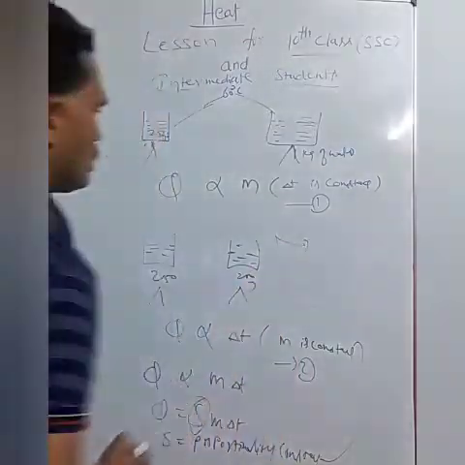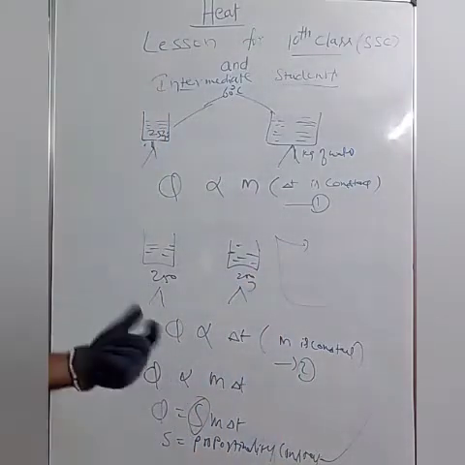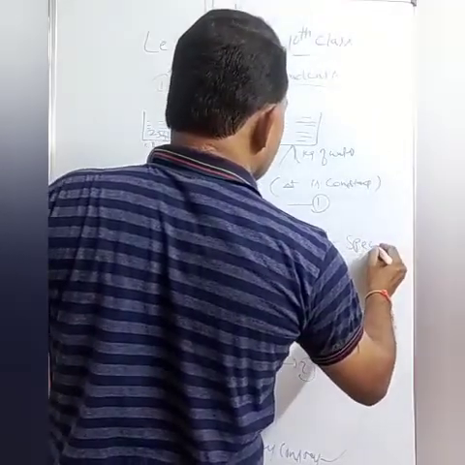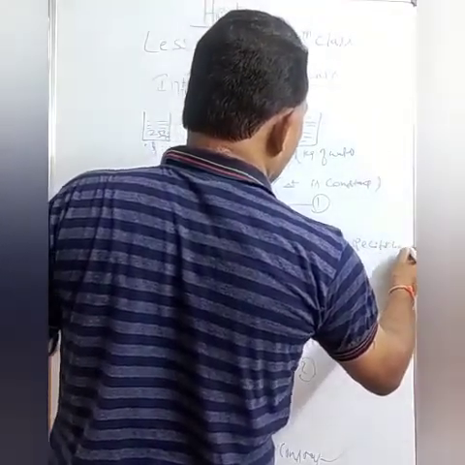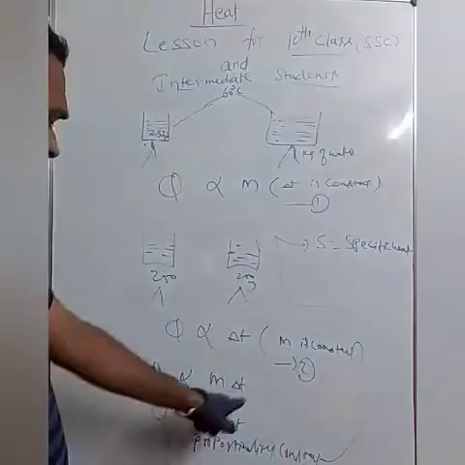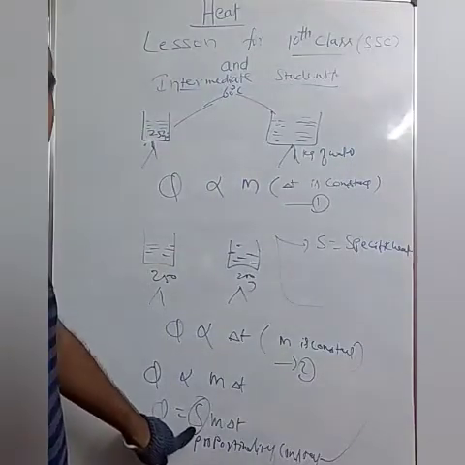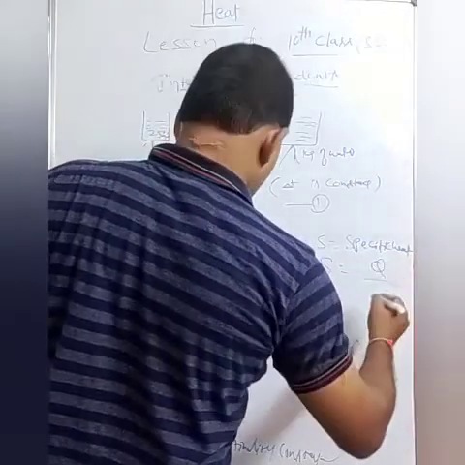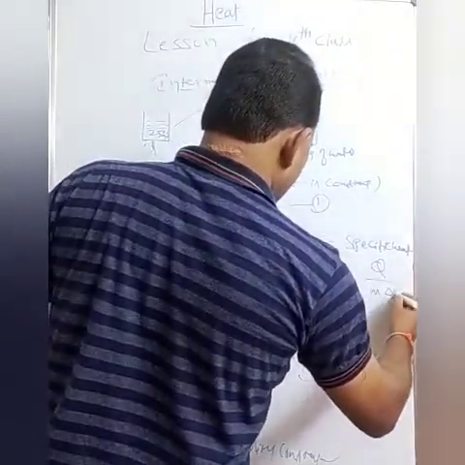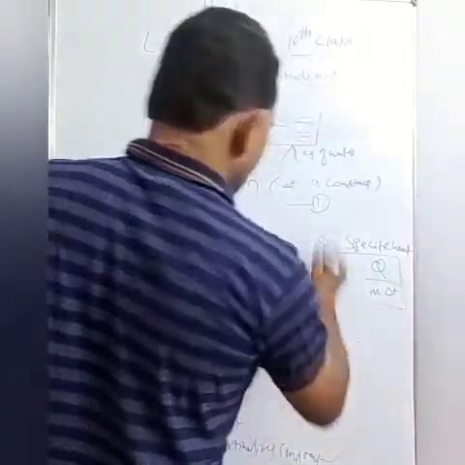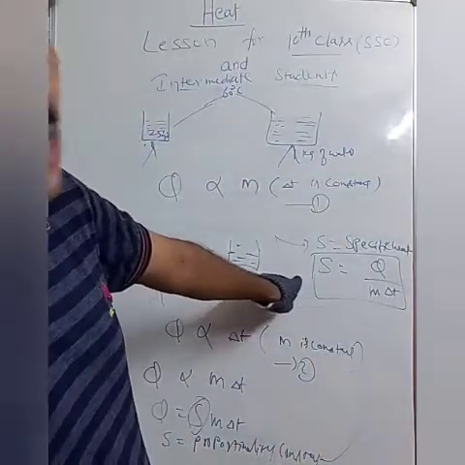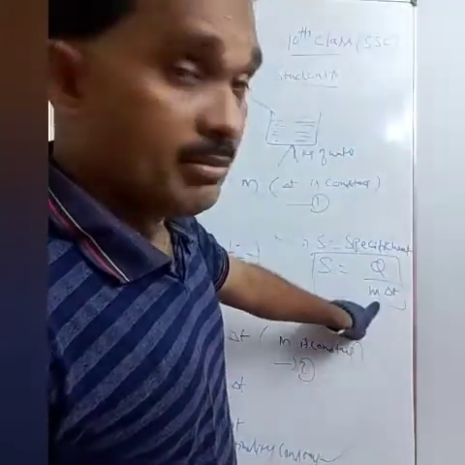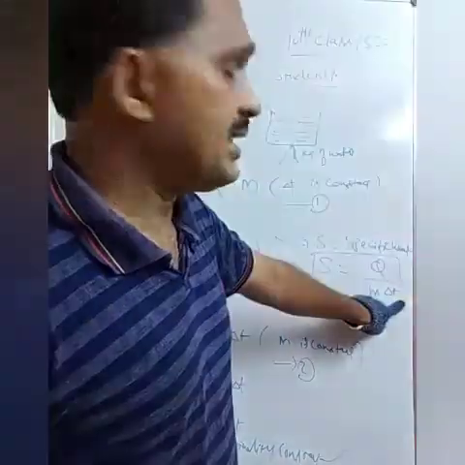That is also called specific heat. So we can define specific heat. If you make S the subject, what is the formula for specific heat? S is equal to Q by m delta T, where S means specific heat, Q means heat, m means mass, and delta T means change in temperature.